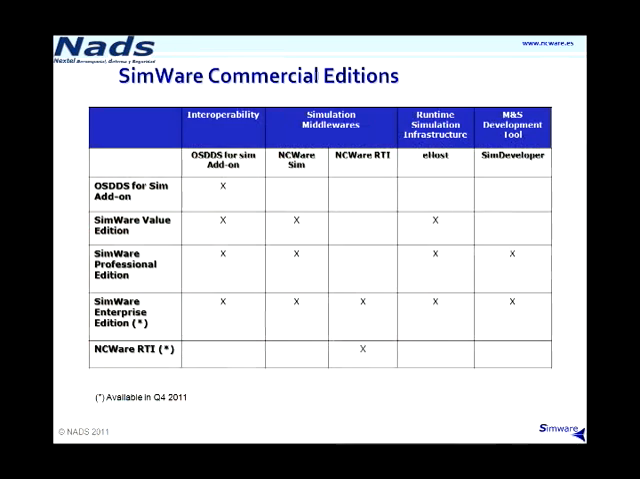SimWare is available in 3 editions. Value Edition provides API and tools for the development of simulations with a distributed architecture. Professional Edition adds the tool SimDeveloper. Enterprise Edition adds the SimWare RTI, which gives a real-time HLA middleware that takes advantage of DDS features of real-time distributed simulation and also of HLA.